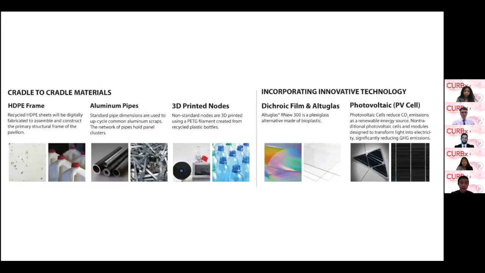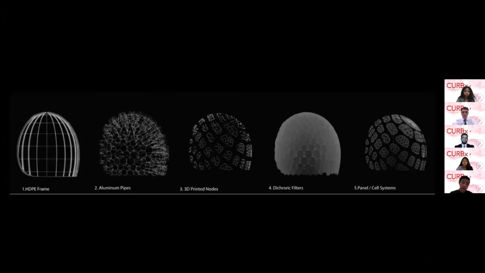And then we decided to also incorporate cradle-to-cradle materials, such as recycled HDPE frames, readily available recycled aluminum pipes, and 3D printed nodes from recycled water bottles. So those are the three materials that are utilized in this system. And basically, we also incorporate technologies such as dichlorophyll for light filtering, and PV cells for energy generation. And this is a diagram of the hierarchy.